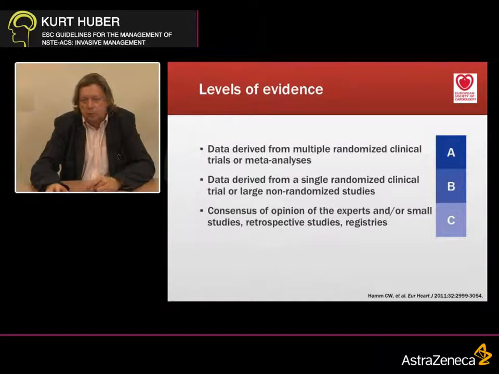In addition to these recommendations, we have 3 different levels of evidence: A, B, or C. A means that data are derived from multiple randomized clinical trials or meta-analyses. B means that data are derived from a single randomized clinical trial or large non-randomized studies. And C is consensus of opinion of the experts and/or small studies, retrospective studies, or registries.